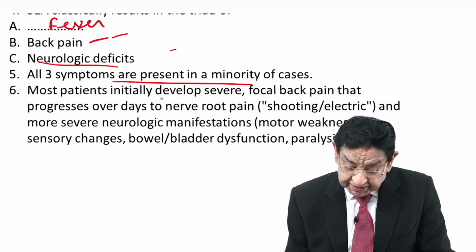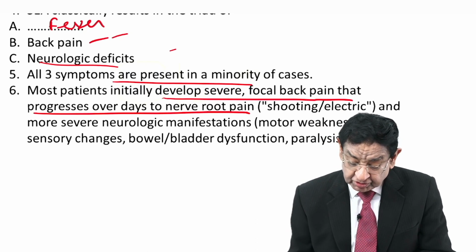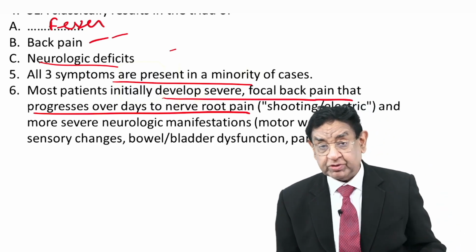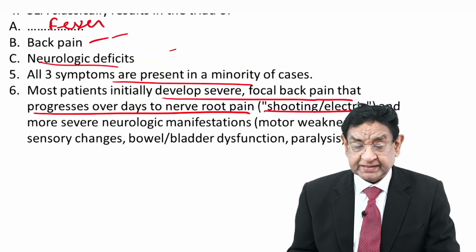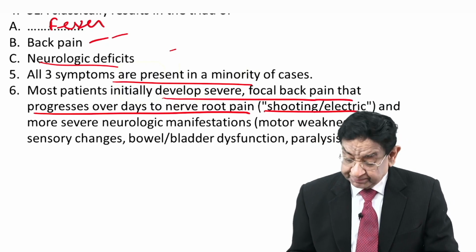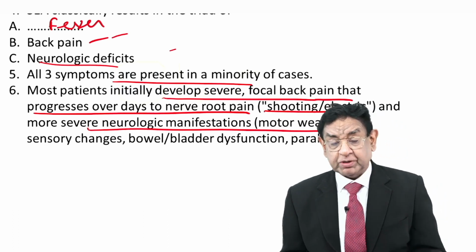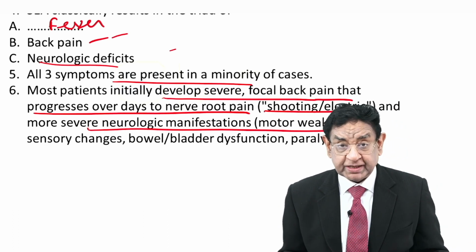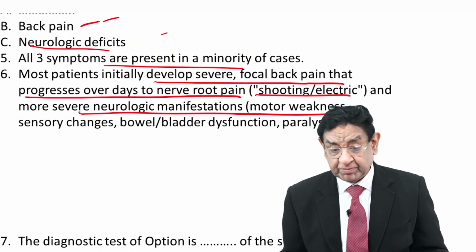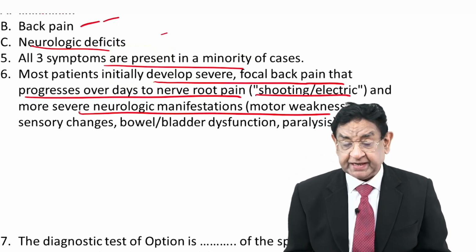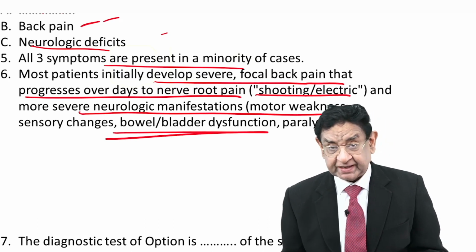Most patients initially develop severe localized back pain that progresses over days to nerve compression, with shooting pain. Like in our case also, patient has had that back pain for a long time. And later on, neurological problems develop, like in our case, motor weakness is there. Paraplegia indicates a late stage, and there can be bladder dysfunction. Is it there in our case?